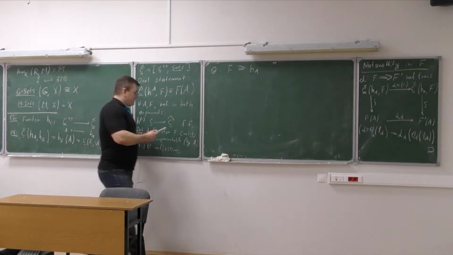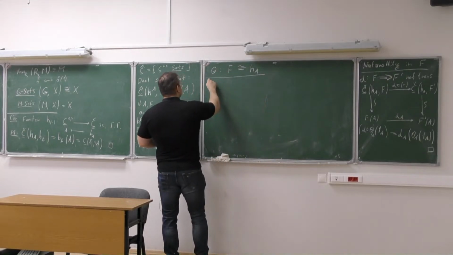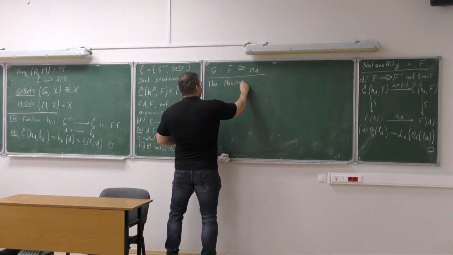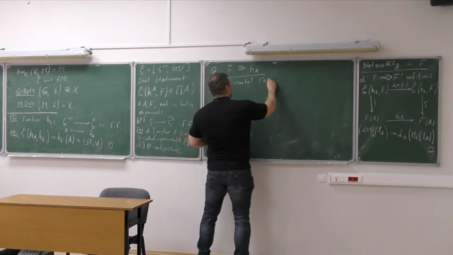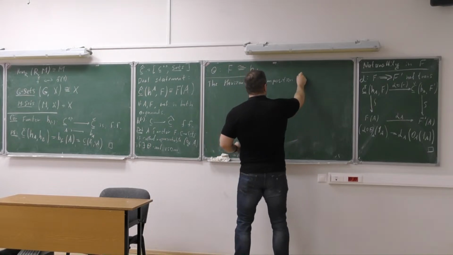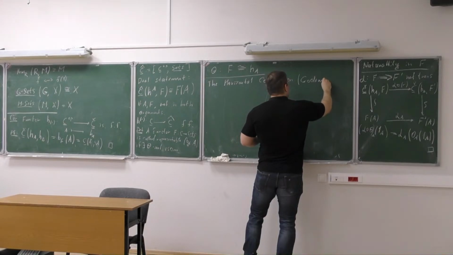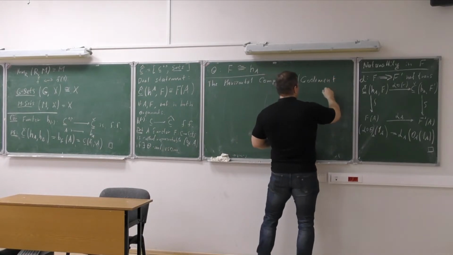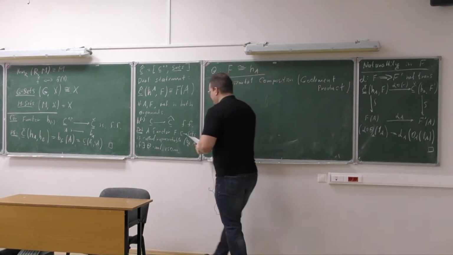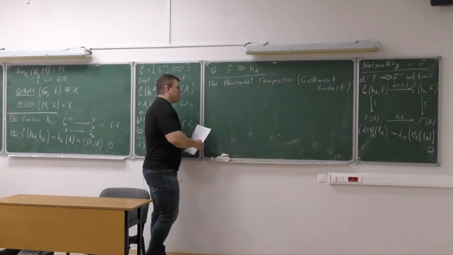Okay. So this was the Yoneda lemma, and the next topic from this section will be the horizontal composition of natural transformations, and sometimes it's also called in the literature Godement's product. This was the first person who introduced this, I think maybe 80 years ago.